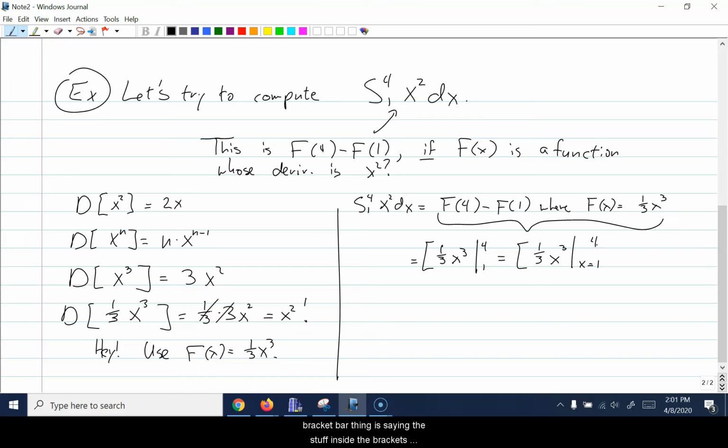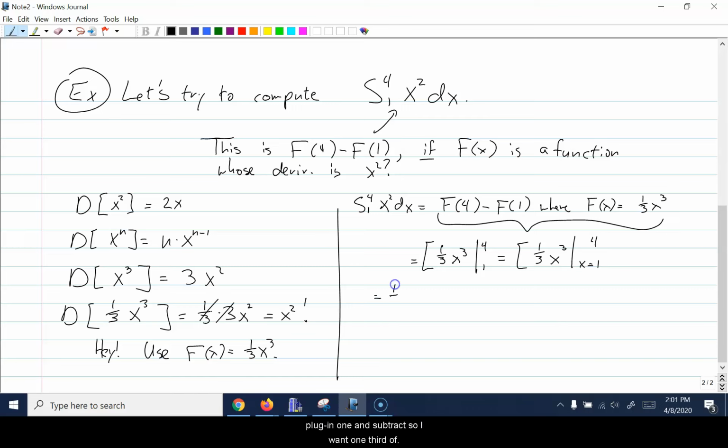To clarify, what this bracket bar thing is saying is: for the stuff inside the brackets, plug in 4, plug in 1, subtract, top minus bottom. Occasionally there will be lots of letters floating around, so I like writing this x equals 1 to 4. This is an optional, more specific way of saying what you're doing. This should be the integral. Take this function, plug in 4, plug in 1, and subtract.